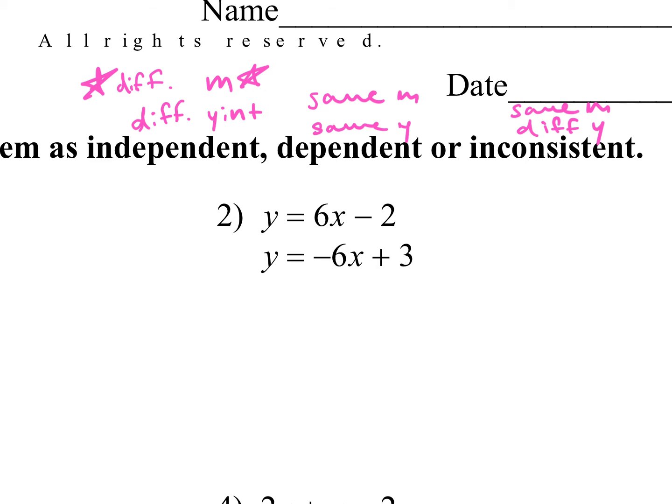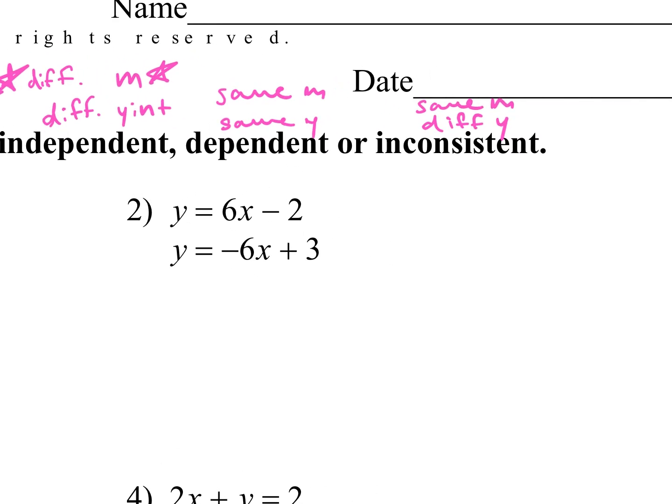So looking at number 2, it's already in slope-intercept form for us, so y equals mx plus b. So we can just look at it and see what our slope and our y-intercept is. What's my slope for the first equation? 6. And what's my y-intercept? And then for my second one, what's my slope? -6. And what's my y-intercept? 3. Are my slopes the same? No, so if they're different, what is it? Independent.